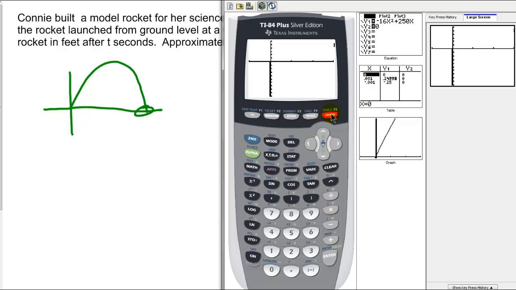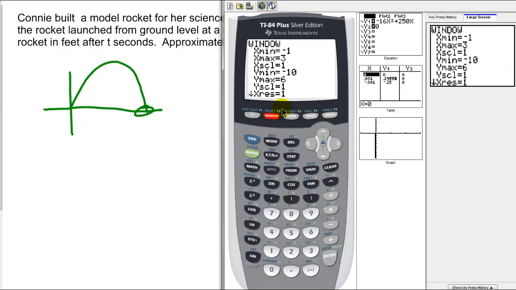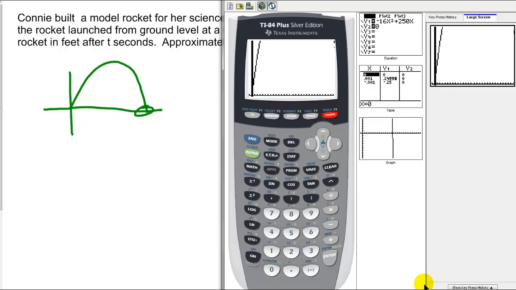So here we go again. And I must have plugged something in wrong because this looks kind of off. So I'm going to go back to my window and see what happens. And sure enough, my x max is only 3. So I'm going to make that 30. And again, something happened to my y max. I wanted that to be 600. So I'll graph that now.